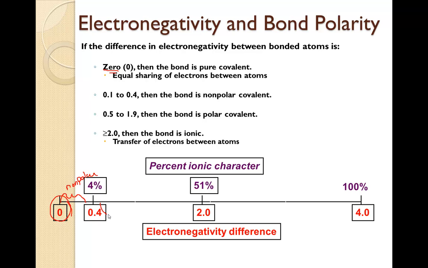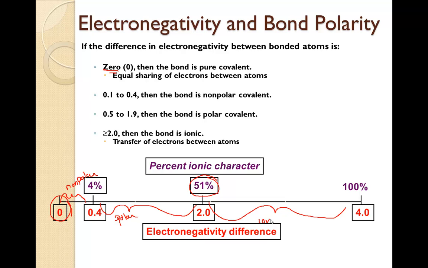This here, then, is actually big enough to be considered a polar bond. So that means the electrons are drifting towards the more electronegative atom. And then once it hits the 51% mark, then it's considered to be ionic.